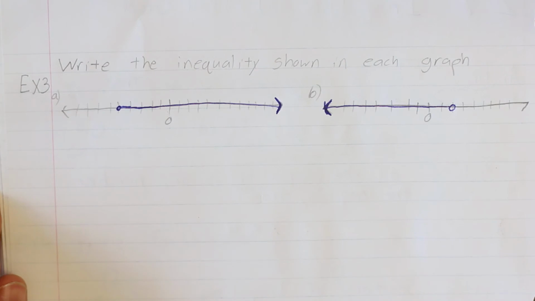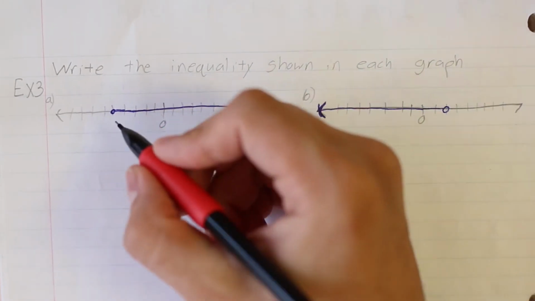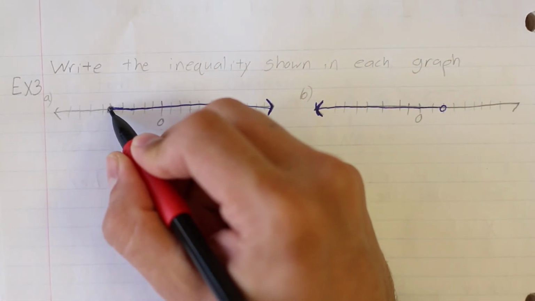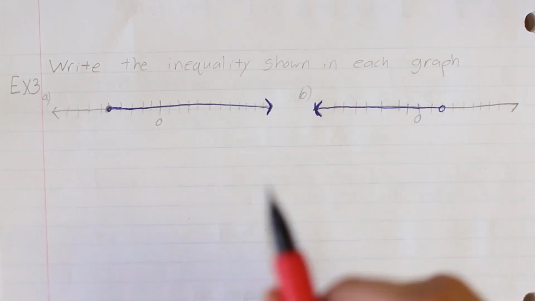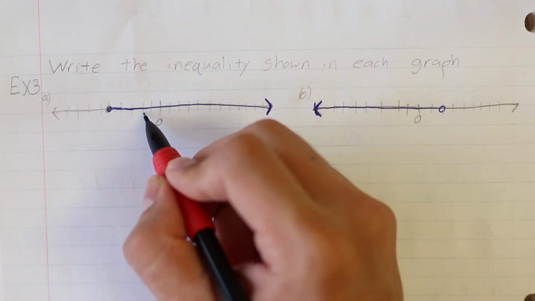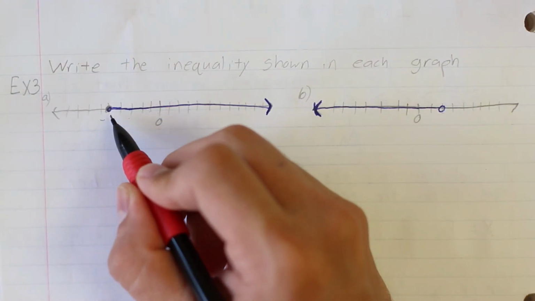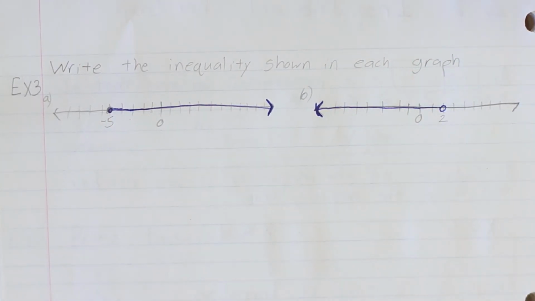We may be told to write an inequality based on a graph. It's kind of the opposite of what we've just done, okay? So here I have two graphs. This one has a filled in circle. This one has an empty circle. Filled in, empty. This one goes all the way, starts at the point -1, 2, 3, 4, 5. So it starts at -5, while this one starts at +2.